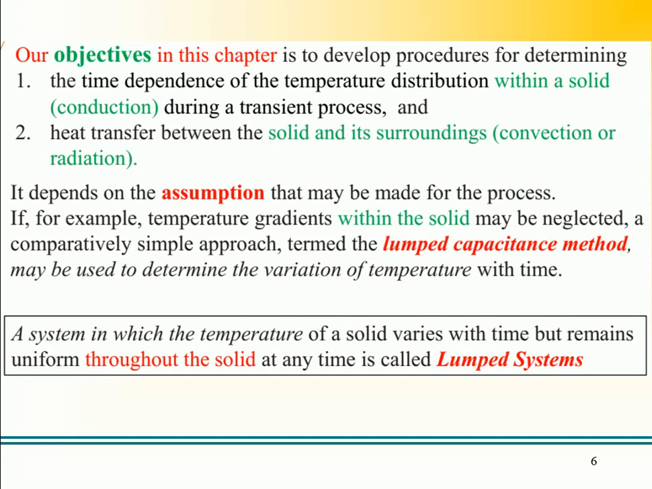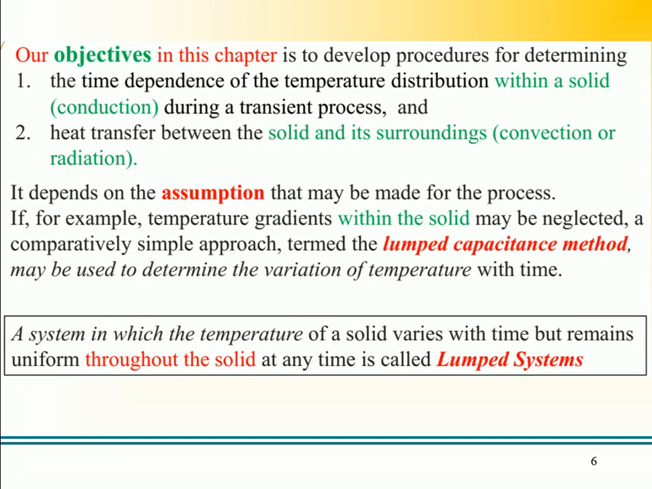I told you that because heat transfers from inside to the outside of the solid, and then the heat transfer between the solid and the surrounding is basically convection and radiation. So there are three heat transfers: the conduction within the material, and of course when the solid is exposed to the environment, there is heat transfer with the surrounding through convection and radiation.